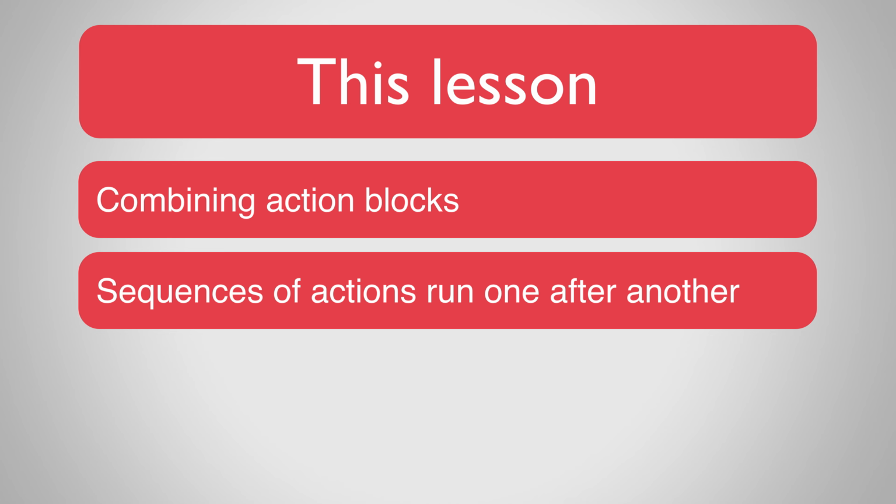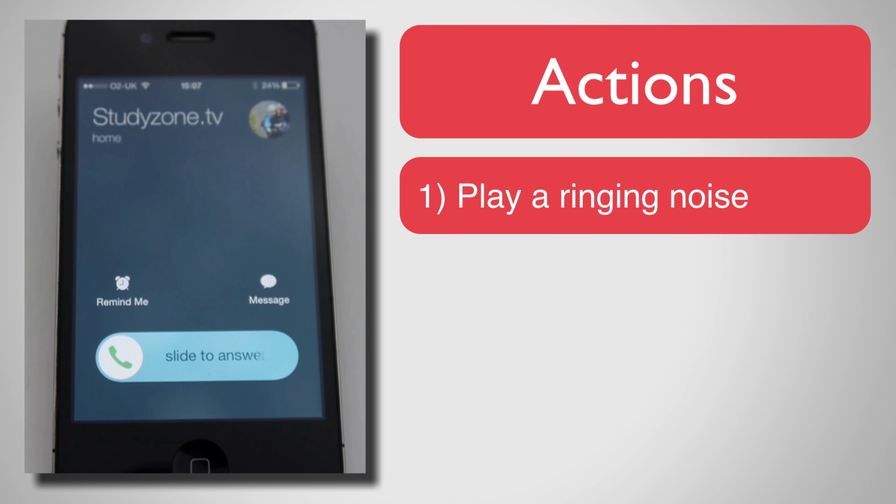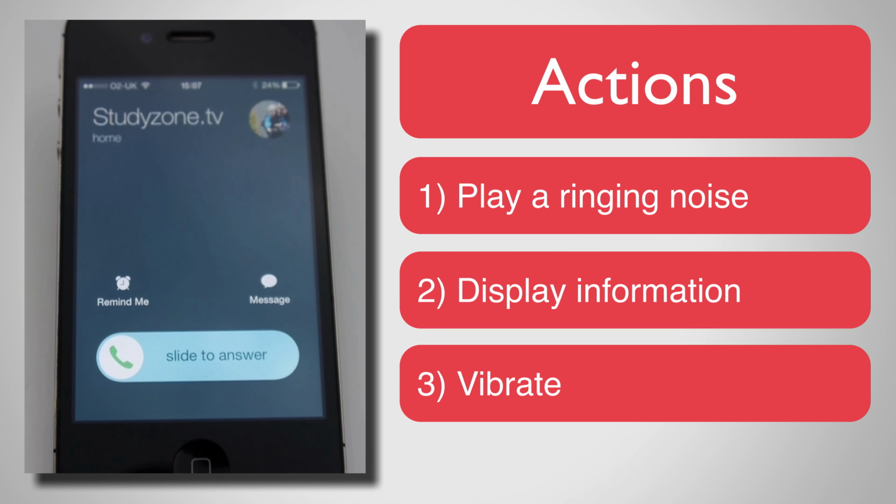Let's start by looking at a real-life example of a telephone. When my phone rings, a number of actions take place. The first is that my phone is told to play a ringing noise. The second is that it is told to display information on the screen. Finally, it is also told to vibrate. All of these actions happen after a single event, a telephone call being received.